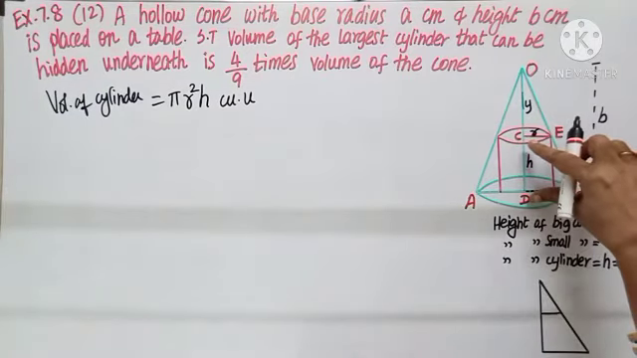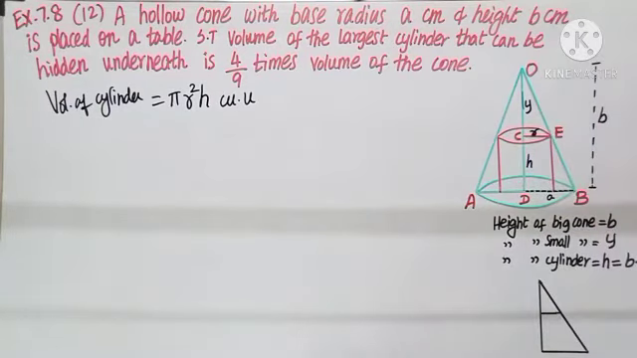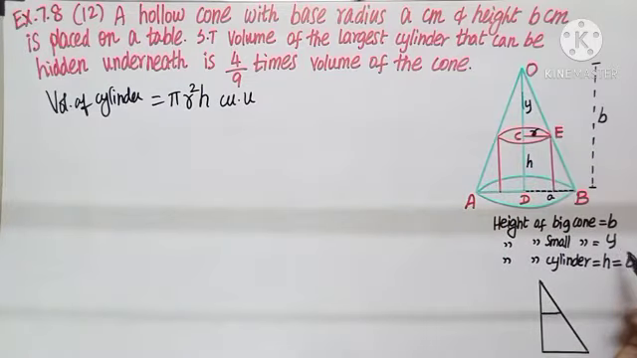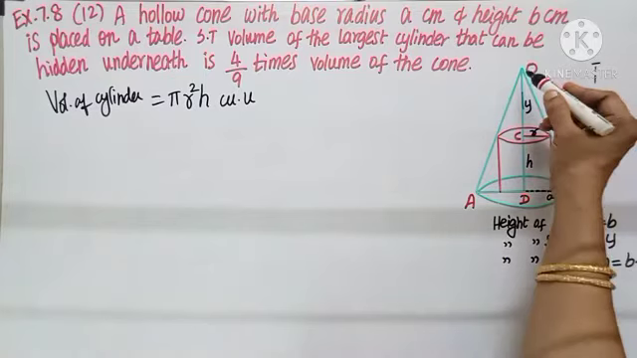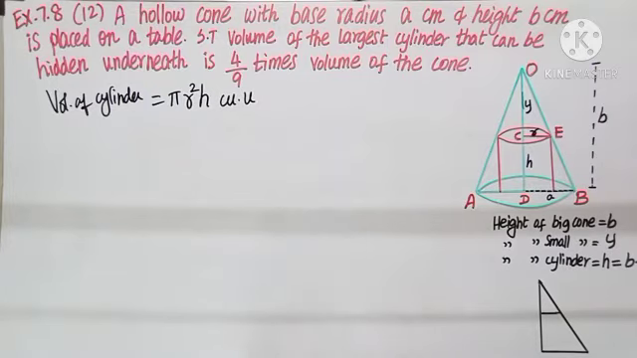So what is height of the cylinder? The big distance minus the small distance, b minus y. So we have written height of the big cone is b. Height of the small cone, let us take as y. So height of the cylinder h is b minus y. Now consider this is a right angle triangle. There are two triangles in that. The small distance I say r and this height we say y. The total height is b and the base radius is A.